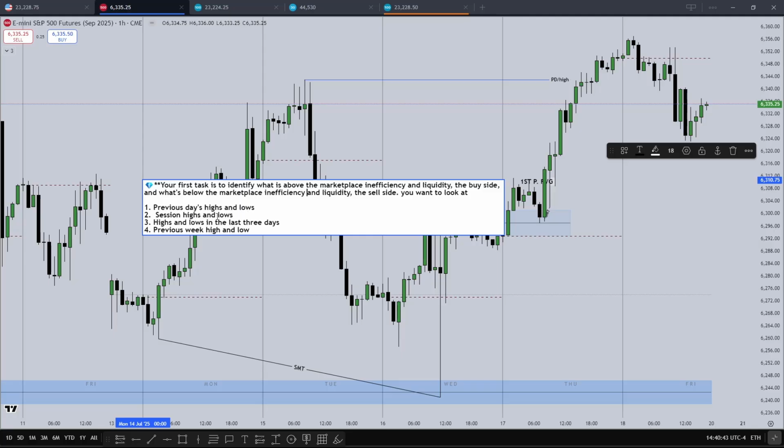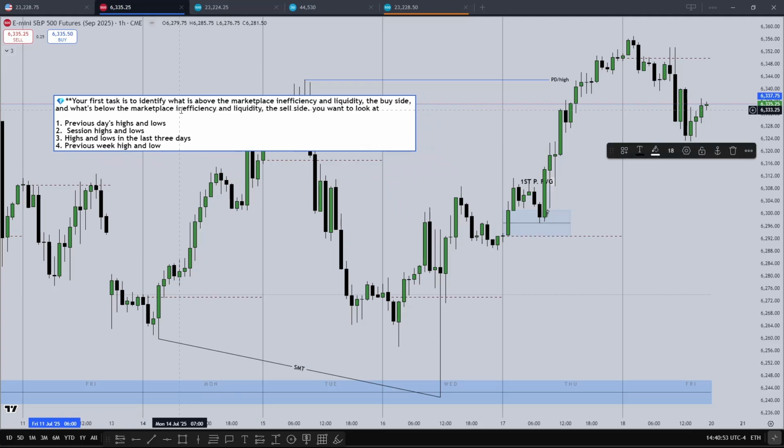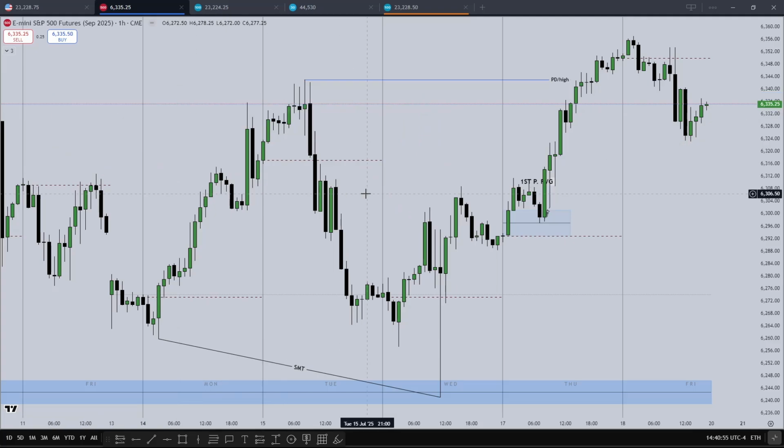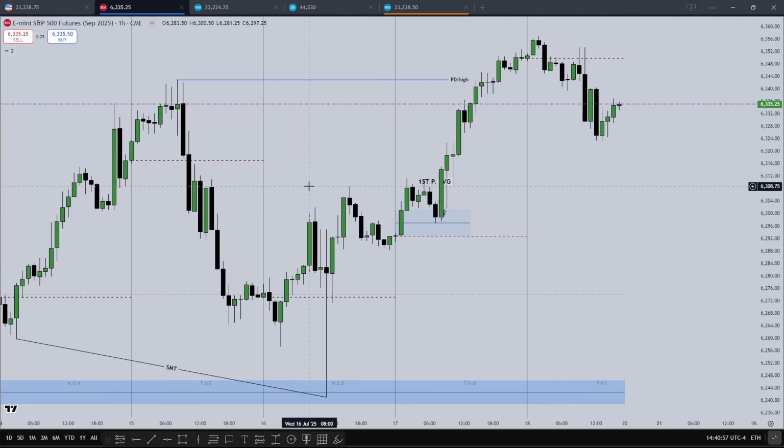Second, session highs and lows in the last 3 days. This is repeated for the previous week's highs and lows. So this is the first thing that we want to look at. We primarily look to trade at 9:30. That is what I'm focusing on right now.